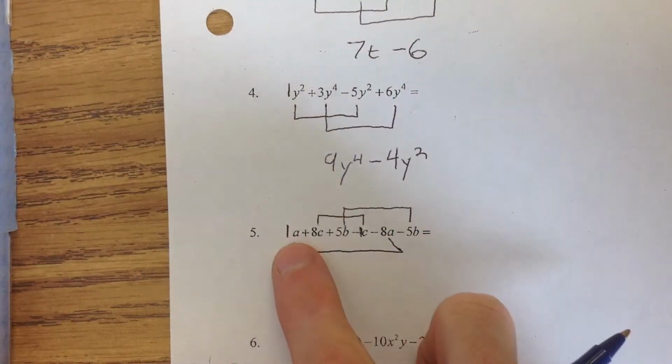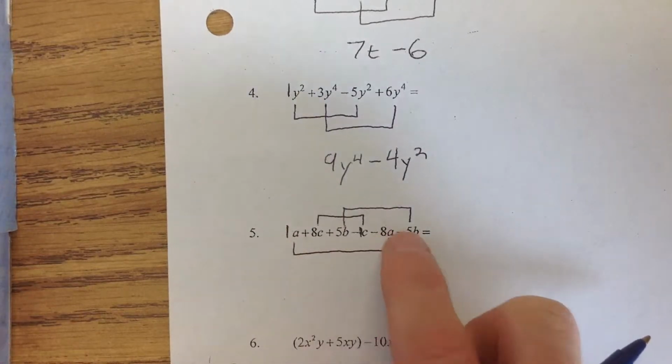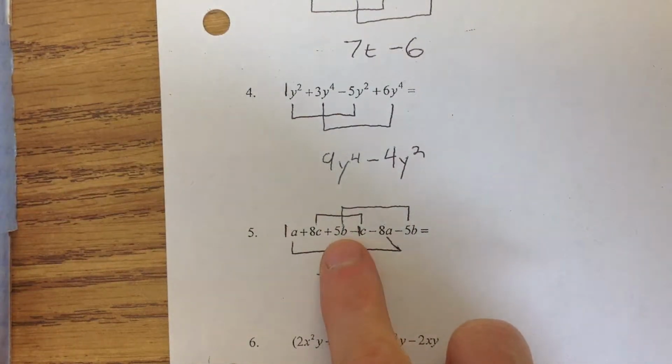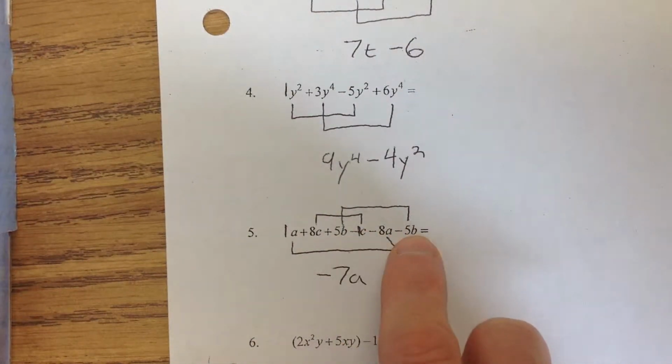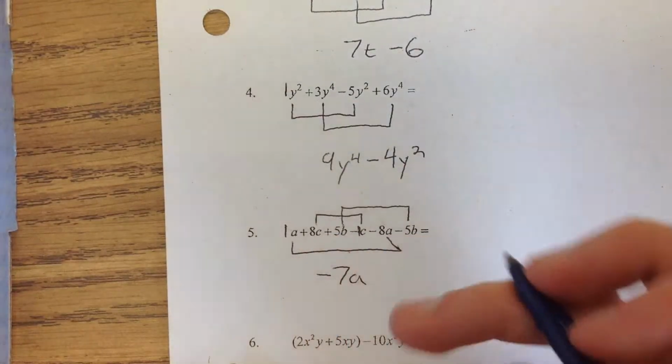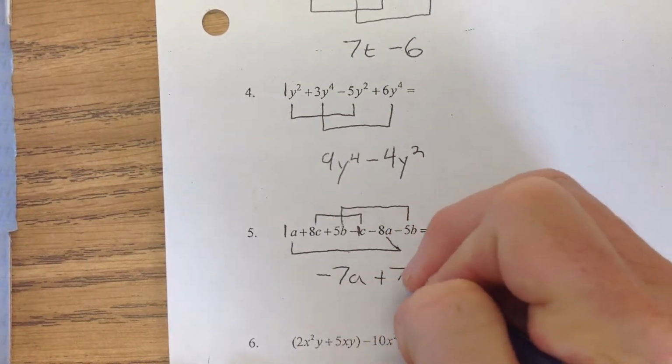Okay, so if we do the a's first, 1 minus 8 is negative 7a. If we do the b's next, a positive 5 and a negative 5 are going to cancel out. And then if we do 8c minus 1c, that's going to give us a positive 7c.